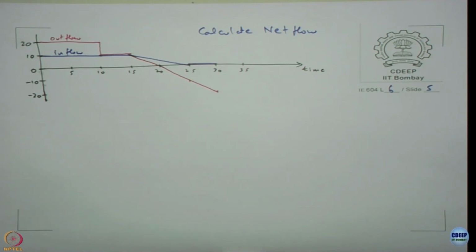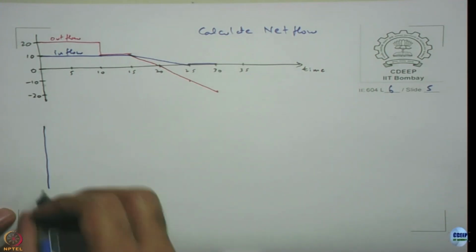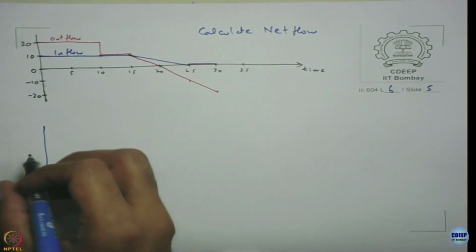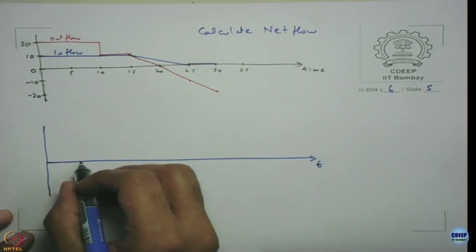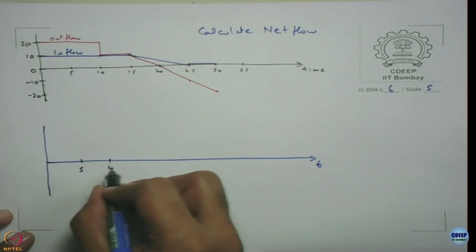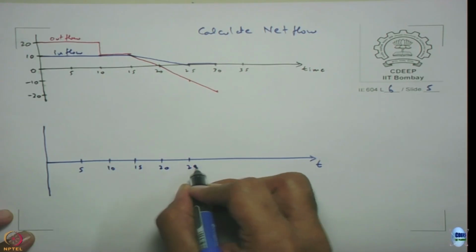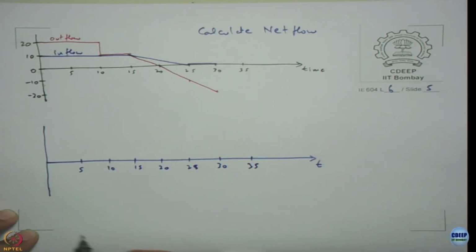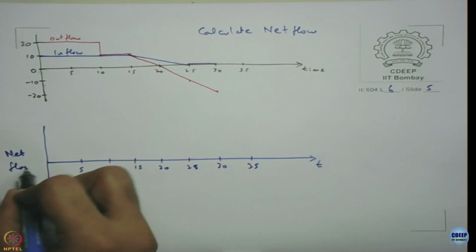Once we have the net flow, we can always calculate the stock. So, we will learn how to calculate the net rate. Again, the x-axis is time, let us do 5, 10, 15, 20, 30, 35. What we want is net flow.